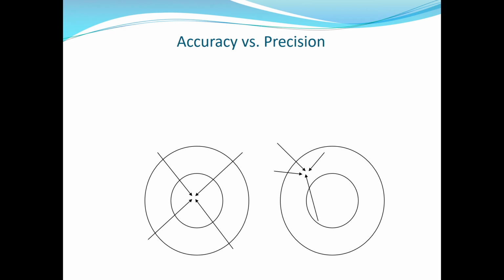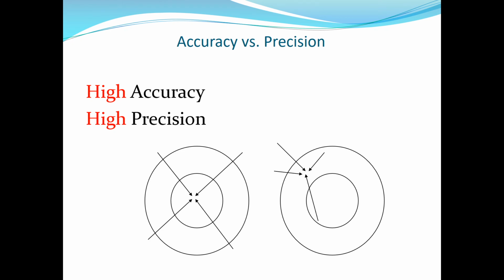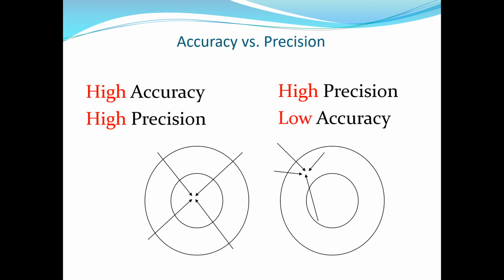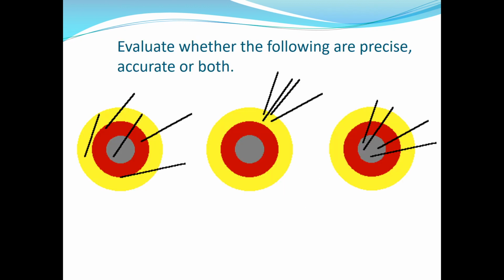So, left image, what would you say it would be? What's its accuracy and precision? Yeah, we're trying to hit the very middle. So you have to have high accuracy and high precision. What about the right image? High precision, low accuracy.